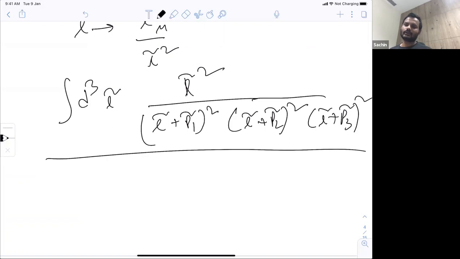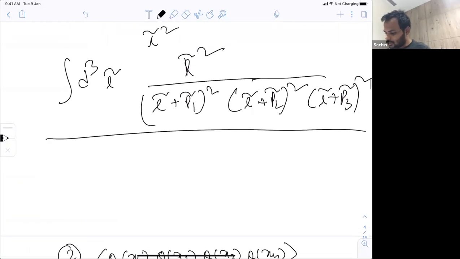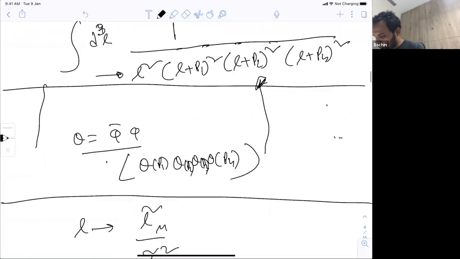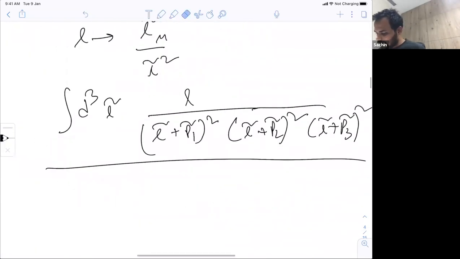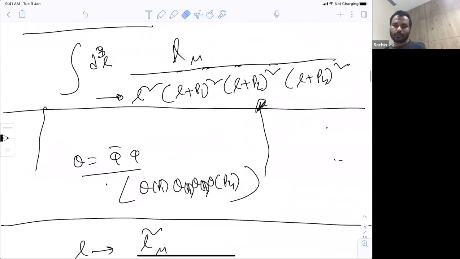Another way of thinking about it is that in three dimensions there is a different way of doing this integration as well, and you will reach here. But I want to show you one more very cute thing. Suppose you have this kind of integration with L mu. If you do this, it becomes even simpler. It will just become equivalent to a three-point function, with one L mu in the numerator and the denominators.